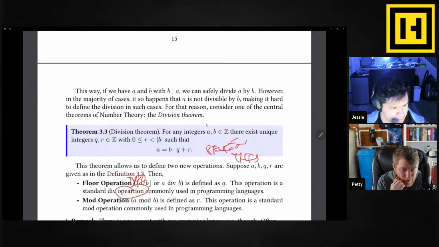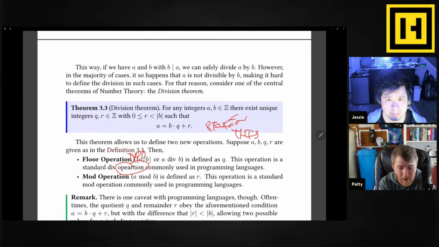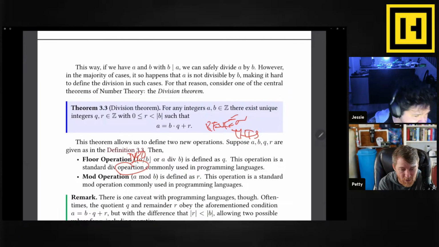This way, we have A and B, with B as a divisor of A. We can safely divide A by B. However, in the majority of cases, it so happens that A is not divisible by B, making it hard to define the division of such cases. For that reason, consider one of the central theorems of number theory, the division theorem.